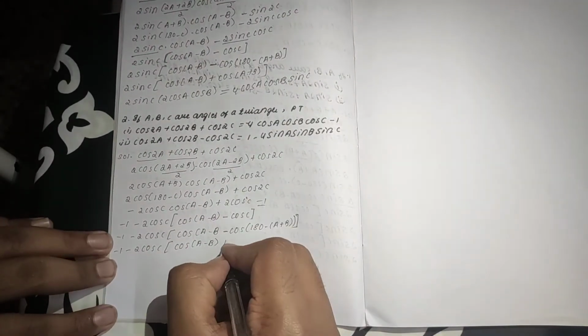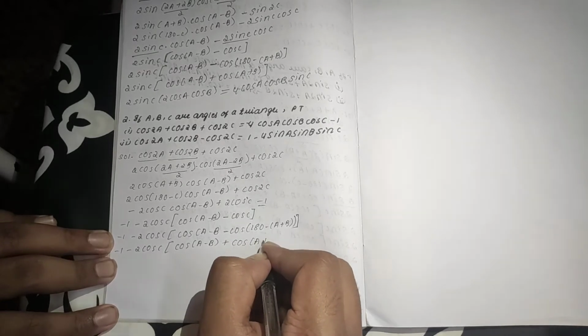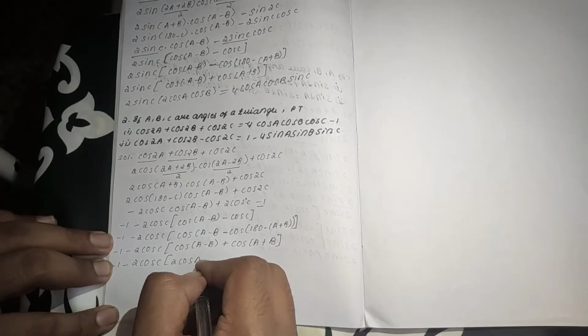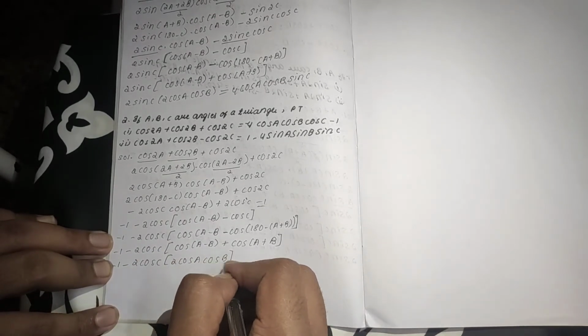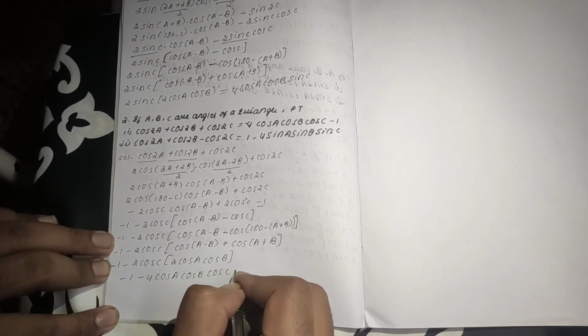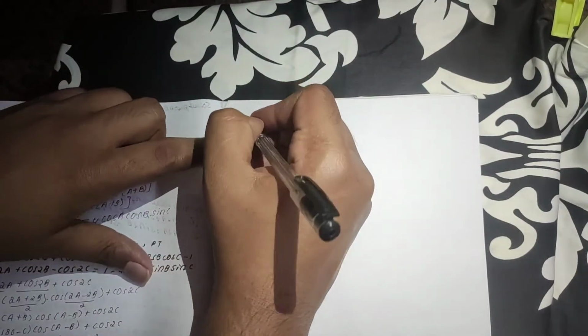This is cos of 180 minus theta is minus cos theta, and here you have minus. Minus of minus is plus. So plus cos of (a plus b). So the value of cos of (a minus b) plus cos of (a plus b) is 2 cos A into cos B. Multiply these terms. So minus 4 cos A cos B cos C. Thus proved. Similarly, let's solve the second bit of the second question.